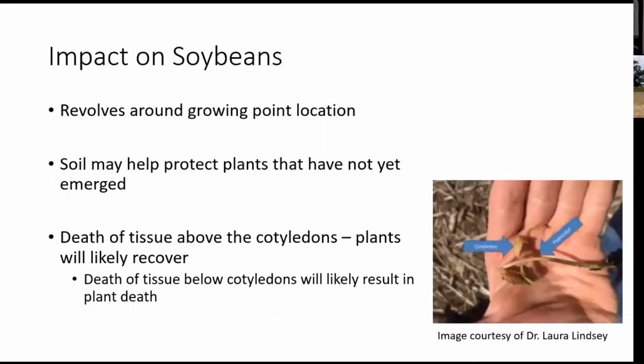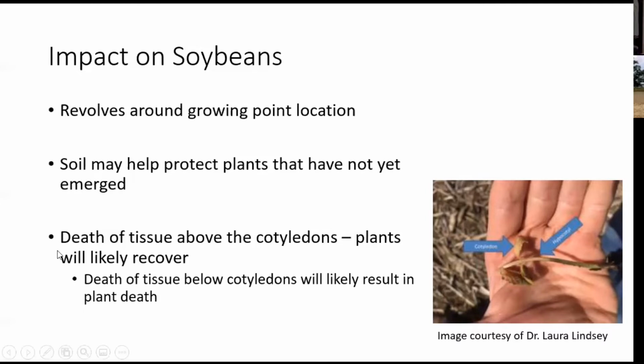Soybeans is a little bit different story. Again, this revolves around where the growing point is. So where corn's growing point remains below the soil surface until about V6, soybeans have the bright idea to lead with their growing point. So that hook, the hypocotyl, is basically where the growing point is on the plant. And so if that hook is above the soil surface and we get really low temperatures, it could potentially result in death of the plant.